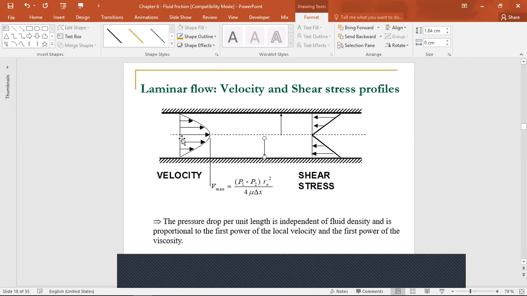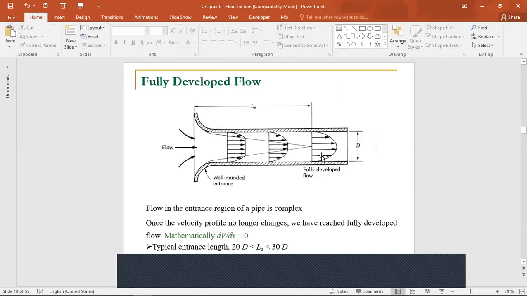The direction also is different. Here we have the direction of the velocity, of course. Here, the direction of the shear stress is against velocity, so it's opposite to velocity. As we said, the friction is always a negative force. Okay, another concept is the fully developed flow.